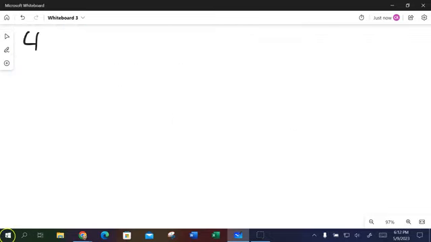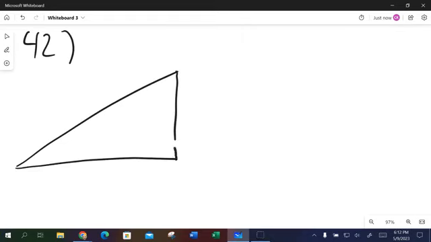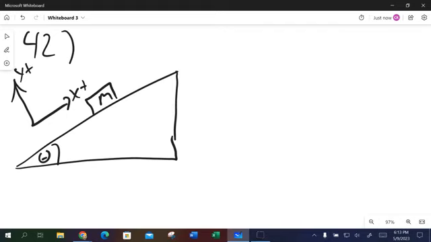Number 42. We're shown an inclined plane, angle theta, with a block of mass m moving up it, and our positive x-axis is going to be along the angle of the inclined plane, and our y-axis is going to be like that. It tells us that there is a kinetic friction force on the box with magnitude F, and it asks us to find the acceleration.